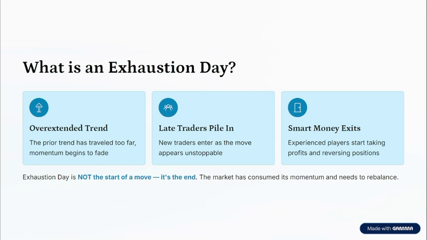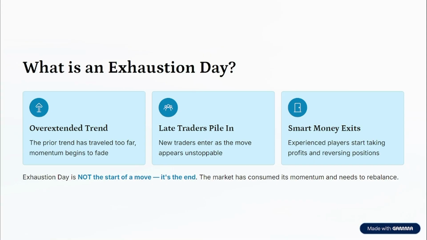What is exhaustion day? It's a reversal-oriented session. It's following prolonged overextended trends, especially after multiple expansion days where the prior trend has traveled just too far. Price reaches extreme highs with volume, but shows signs of fatigue such as divergences, failed breakouts, or absorption at key levels. New traders enter as the move appears unstoppable. Then momentum begins to fade, often leading to sharp reversals, profit taking, or distribution. Again, this is where smart money starts taking profits and reversing their positions.